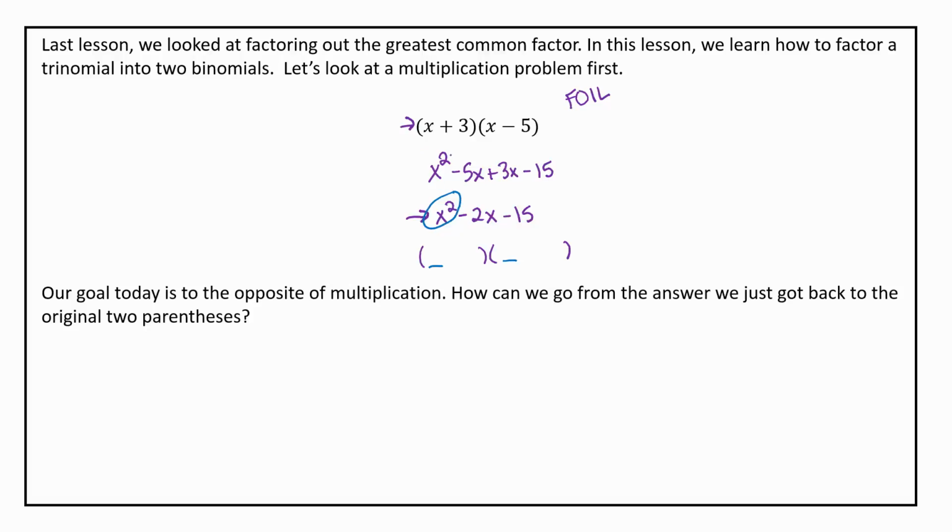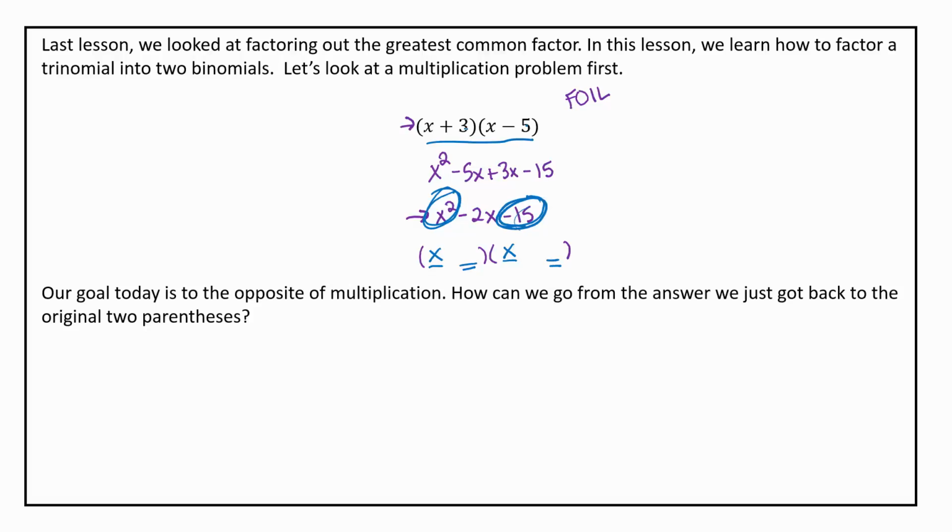Because think about how we got this from this. We did x times x and we got x squared. So think about how you can split up x squared. Really, our only choice is to split it up into x and x. And then think about how we got this negative 15. We're going to come back to the negative 2 in a second. We got this negative 15 by doing 3 times negative 5. And so that suggests that in this spot should go numbers that multiply together to get negative 15.